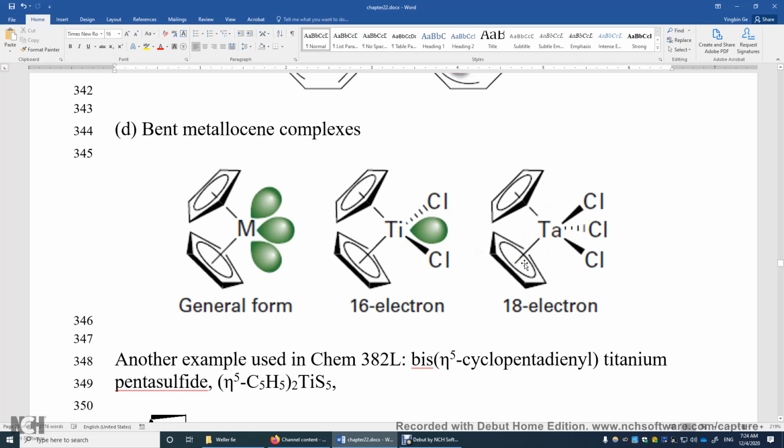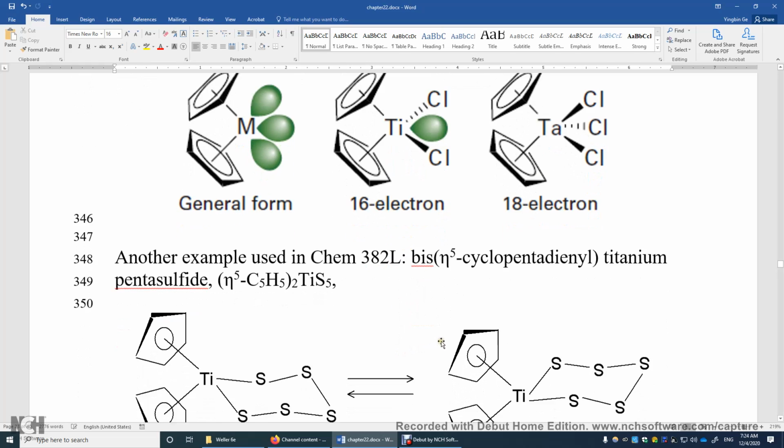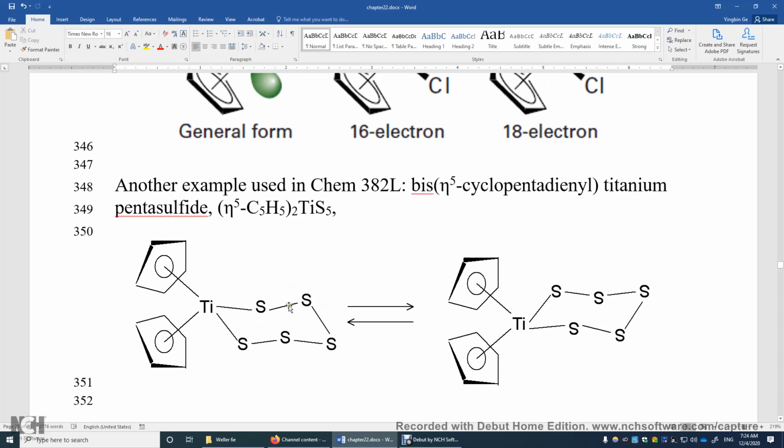Now let me show you another example. You may see this example in the lab manual of the Chemistry 382 lab at Central Washington University. You're going to look at this ring structure here. This contains 5 sulfur atoms and titanium. This titanium is also bonded to 2 eta 5 cyclopentadienyl rings. So we have a negative charge here. Okay, a negative charge here. A negative charge on this sulfur, a negative charge on this sulfur.